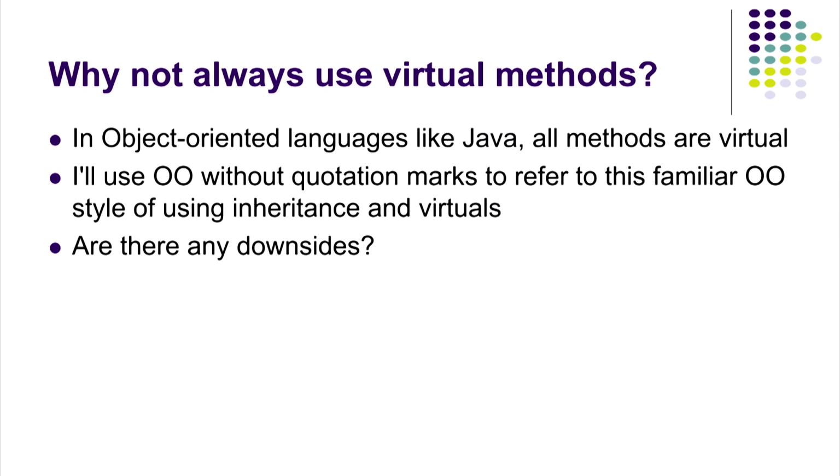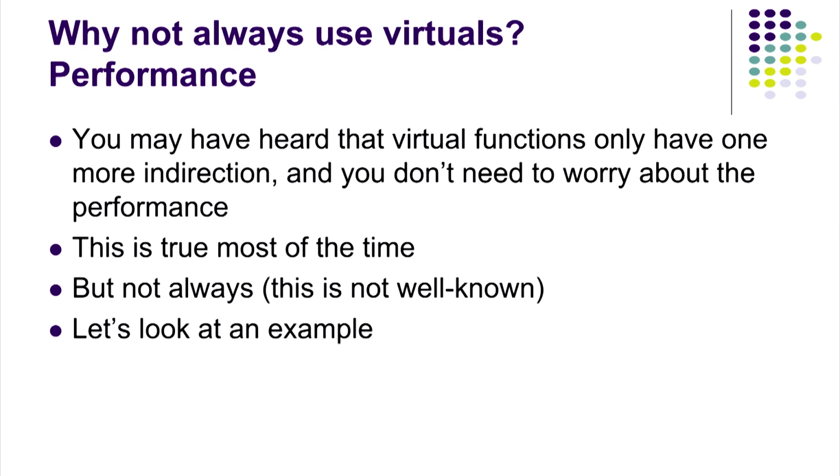So the first question is, we don't want to be needlessly complicated. Why not always use virtual methods? In object-oriented languages like Java, all methods are virtual, and I'll use OO without quotation marks to refer to this familiar OO style of using inheritance and virtuals. Is there any reason not to make all of your methods virtual?